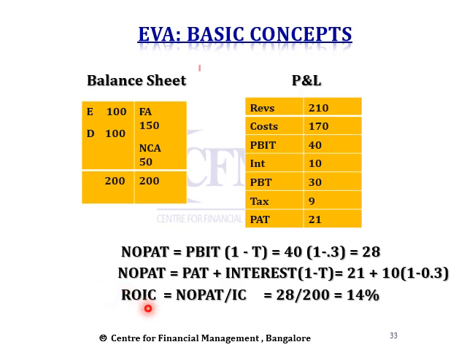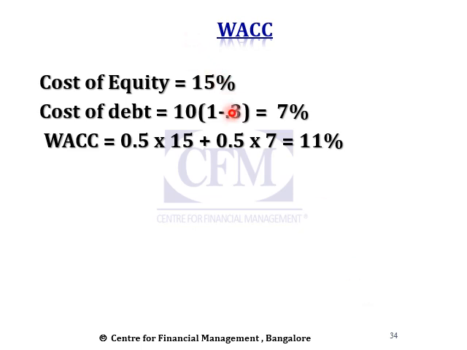Return on invested capital, as we have learned, is NOPAT divided by invested capital. Invested capital is 200 million, NOPAT is 28 million, so ROIC is 14%. The weighted average cost of capital is shown here. Cost of equity is assumed to be 15%, cost of debt in post-tax terms is 7%. Pre-tax cost of debt is 10%. Post-tax cost of debt is 7%. The firm uses equity and debt in equal proportion. So the weighted average cost of capital of the firm is 11%.